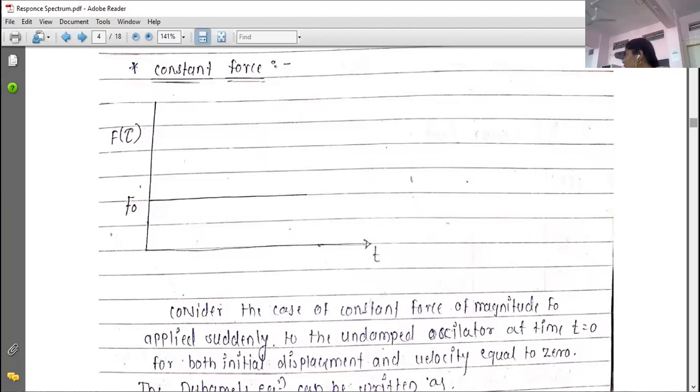Now we have to see the first case, that is where the loading condition is a constant force. Okay, I request all of you please draw the diagram. So we'll move towards the next point, how to solve these derivations and important formulas related to Duhamel's integral, using the Duhamel's integral with a constant loading.